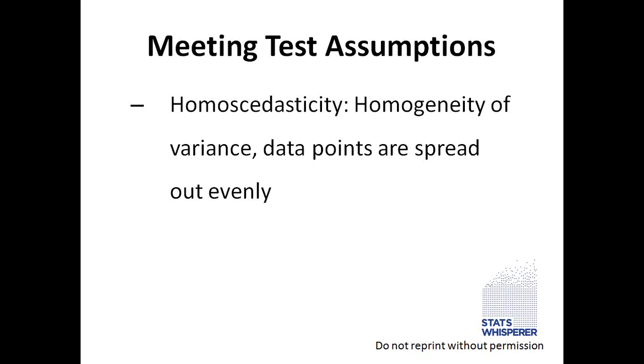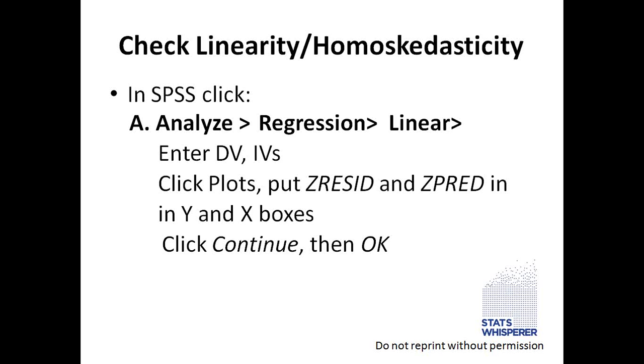And homoscedasticity refers to a homogeneity of variance, meaning the data points are spread out evenly. So if we're trying to explain scores from 0 to 100, and all the scores are kind of bunched up at 100, well, it's hard to explain scores from 0 to 100 because the scores aren't evenly distributed to explain. So that's what this is more or less referring to.